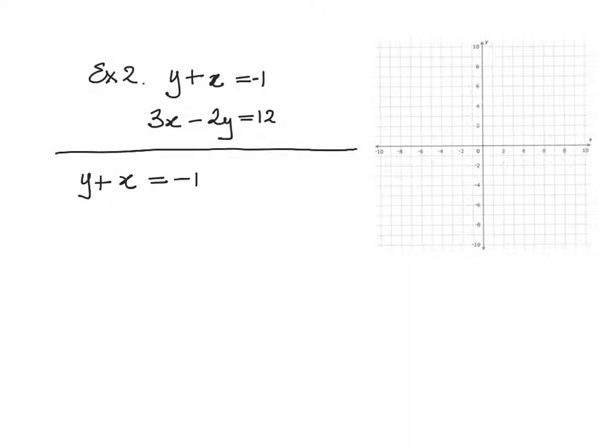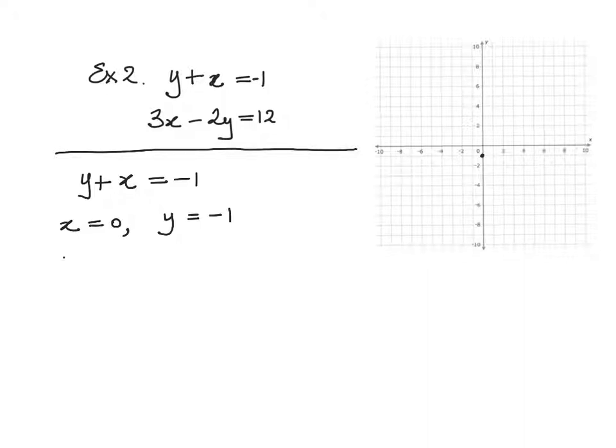What I'm going to do is say, let x equal 0. If x equals 0, y equals minus 1. So I can plot the point 0 along, 1 down, there it is there.